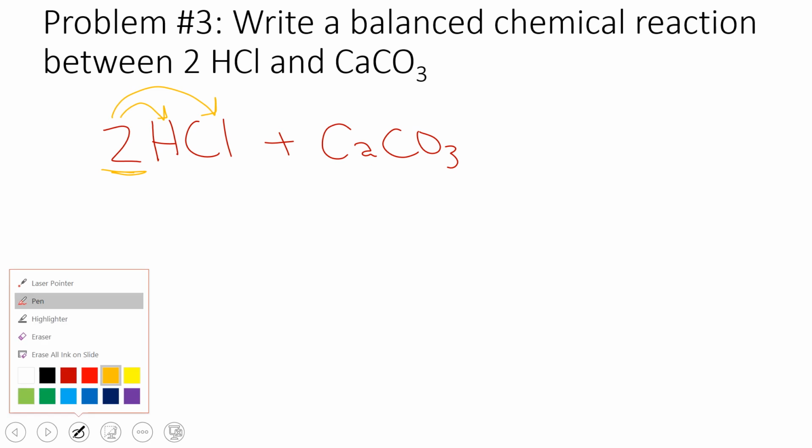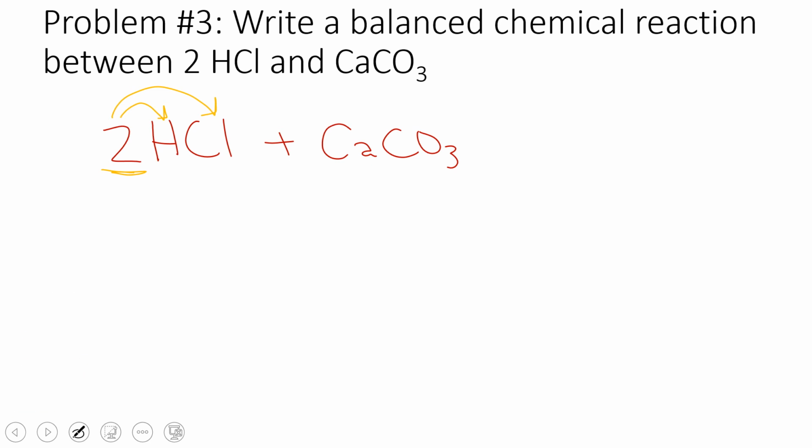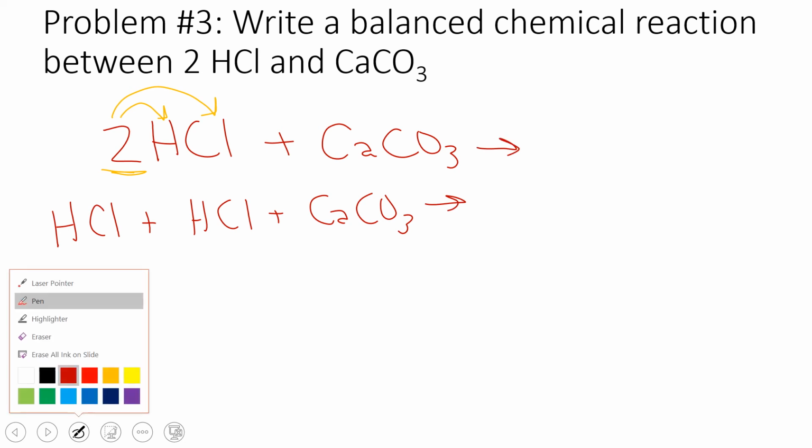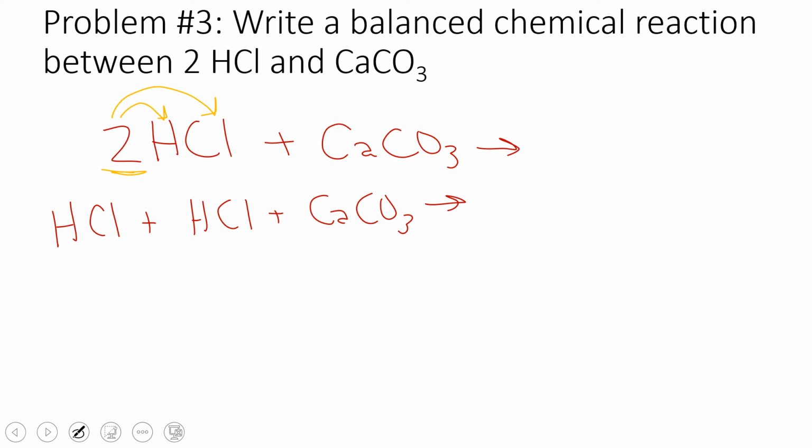So another way we could write this, if this mentally helps you think about it, is we have HCl plus HCl plus CaCO3, right? Just like math class, we can spread this out, and that's totally okay if it helps your brain. So we're going to go back, and I'm going to circle where I get these hydrogens from, right?